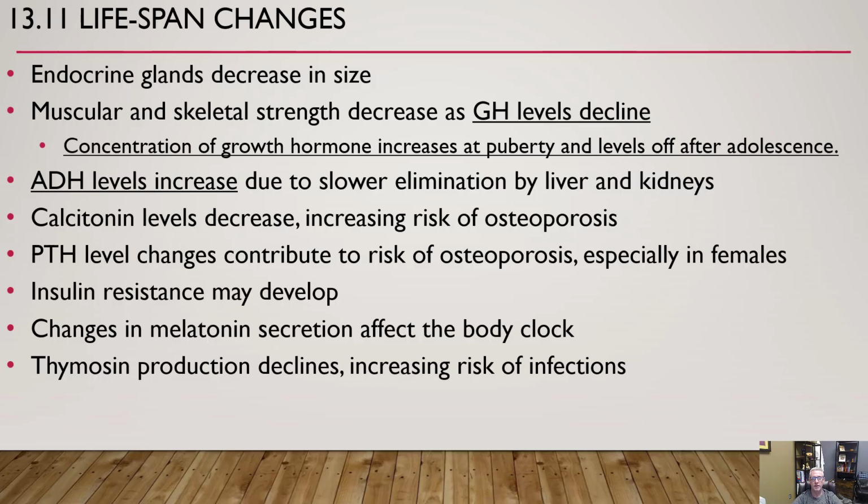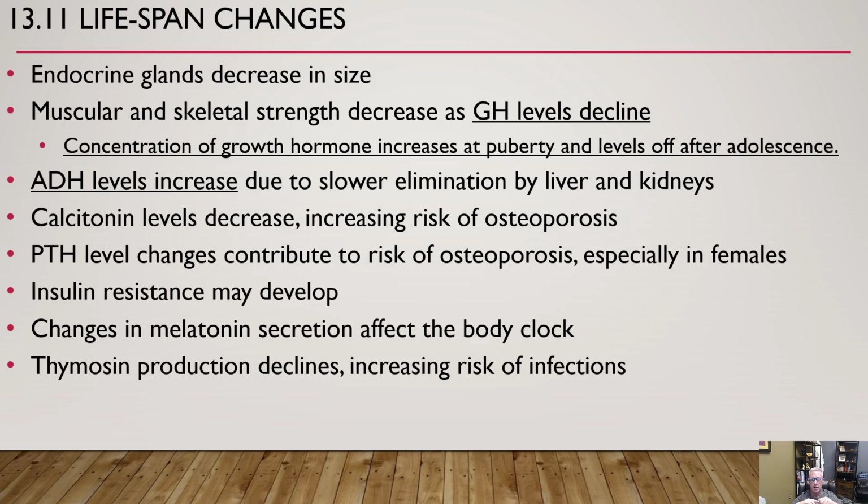And some lifespan changes. With everything, endocrine glands are going to decrease in size. Your skeletal muscle strength is going to decrease. Your growth hormone levels are going to decline overall. So after you're born, we're going to go through growth spurts, and then your growth hormone increases in puberty, and then it's going to level off after adolescence, and then it's going to start to decline after about 40 years old.